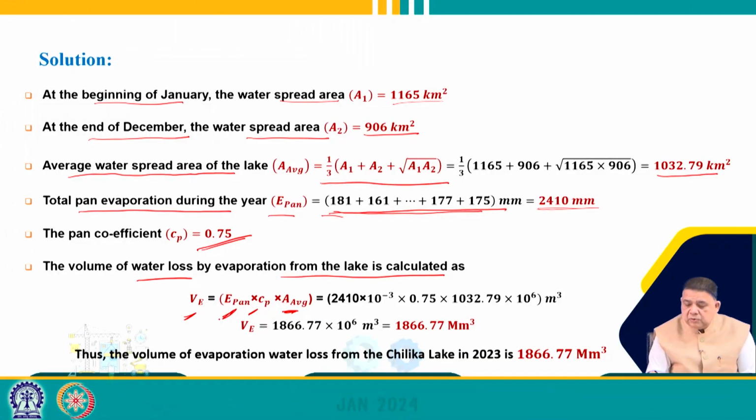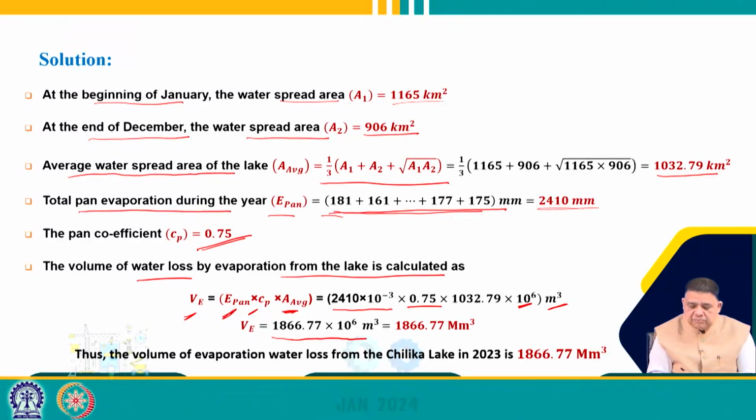EPAN value is 2410 millimeters. So, for units we put everything in meters, and that is why it is written here 2410 into 10 power minus 3. Pan coefficient value is 0.75, and total square kilometers also we have to calculate in square meters. So, that is why we are multiplying the obtained value by 10 to the power 6, so that the total volume we get in meter cube.